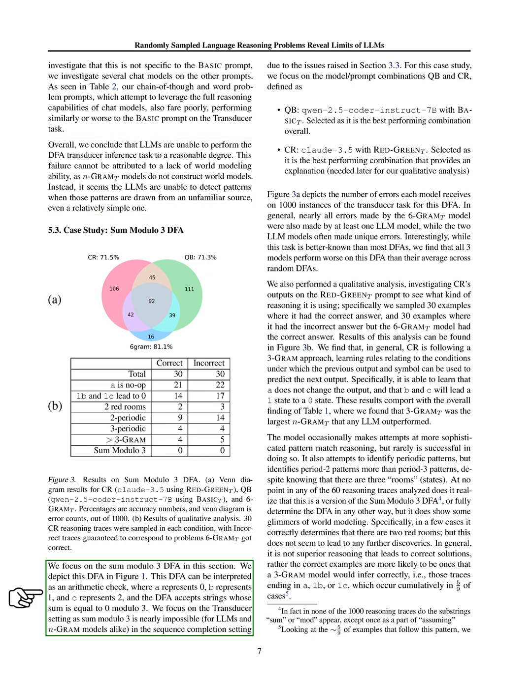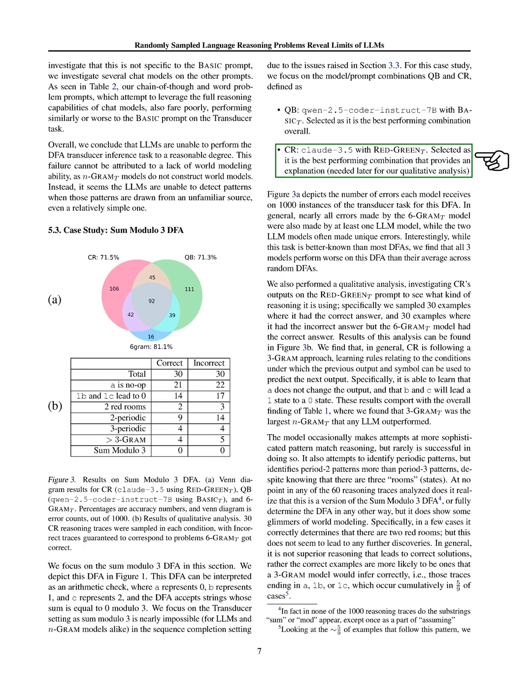In our case study on the SUM Mod 3 DFA, we illustrate this DFA as an arithmetic check where A represents 0, B represents 1, and C represents 2. The DFA accepts strings where the sum equals 0 mod 3. We focus on the transducer setting because SUM Mod 3 is nearly impossible for both LLMs and n-gram models in the sequence completion context.